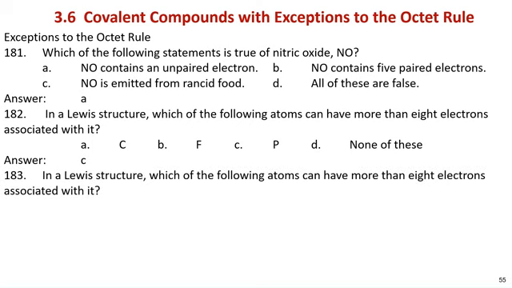In a Lewis structure, which of the following atoms can have more than 8 electrons associated with it? Sulfur is the only third period atom, or beyond. You look for the third period, fourth period, fifth period. These are all second period. Therefore, sulfur is the correct answer.